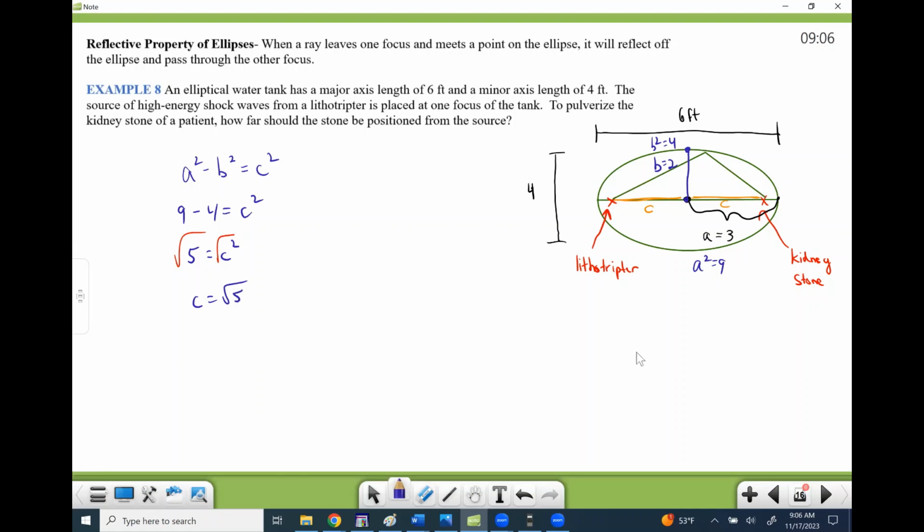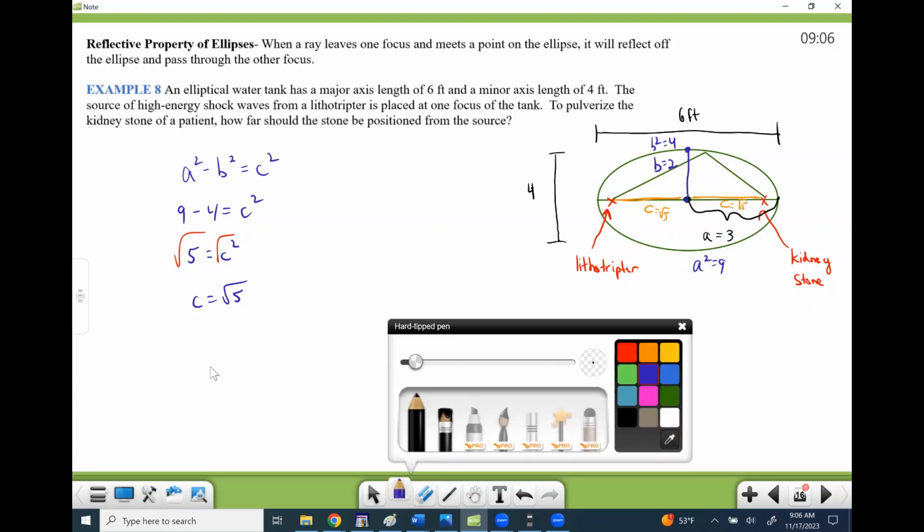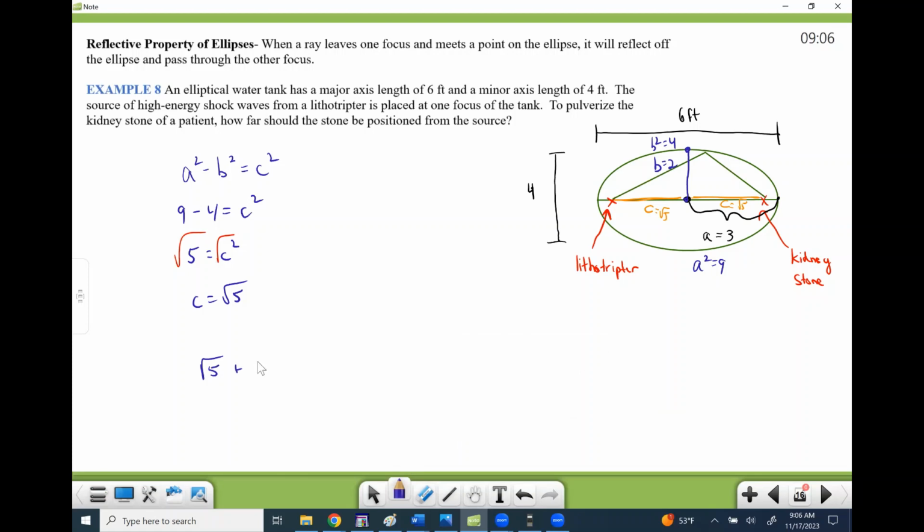So if we have square root of 5 for this, and square root of 5 for this, the square root of 5 plus the square root of 5, we just add the numbers in front. So we're going to end up getting 2 square root of 5 feet for how far from the source the patient should be placed. Kind of cool, right?